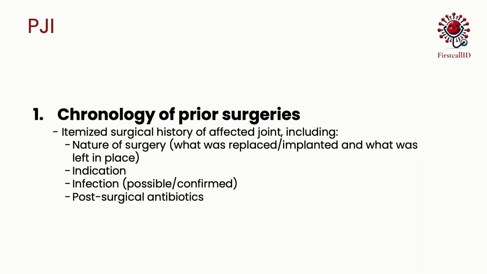So back to the components of our assessment. So we want a clear chronology of the prior surgeries. So you sort of itemize your list of prior surgeries of the affected joint, including the nature of surgery. So what was replaced, implanted, or what was left in place? What was the indication for surgery? Was it because of pain, loosening, mechanical factors, or concern for infection? If there was infection, was it possible infection or confirmed infection?